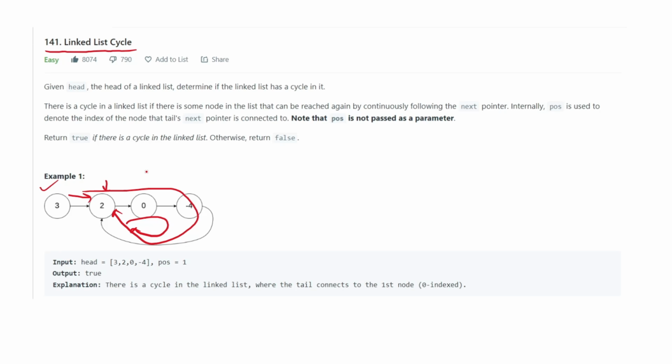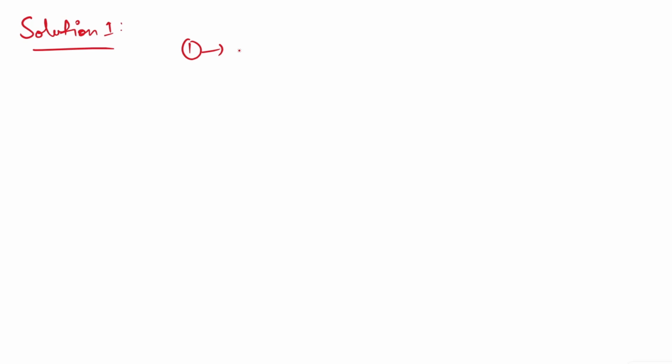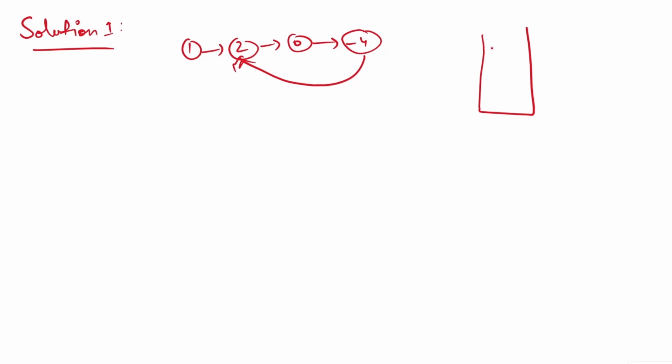So let's see how we are gonna solve this problem. What would be the first solution that comes to your mind when you think about this type of problem? The first solution: when you have a list and you have to check whether there is any cycle or not, you can store all the nodes in a map, or a set to be precise. Let's say I move from here, 1, so I will check if 1 is already there or not. No, so I will store it here.